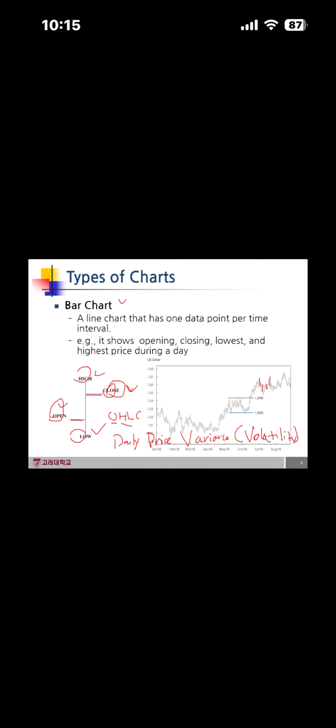If the closing price is much higher than the opening price, this suggests that buyers were strong during the trading day. Bar charts therefore provide a richer picture of market activity than simple line charts.